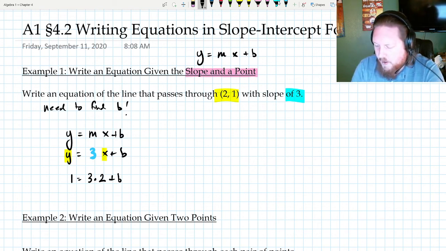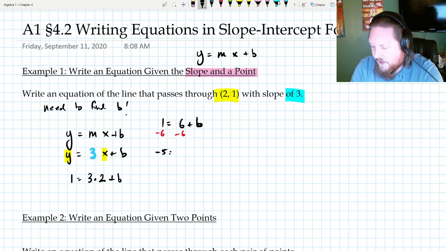So 1 equals 6 plus b. Let's subtract 6 from both sides. Sorry if my b's and 6's look similar there. And we get negative 5 equals b.